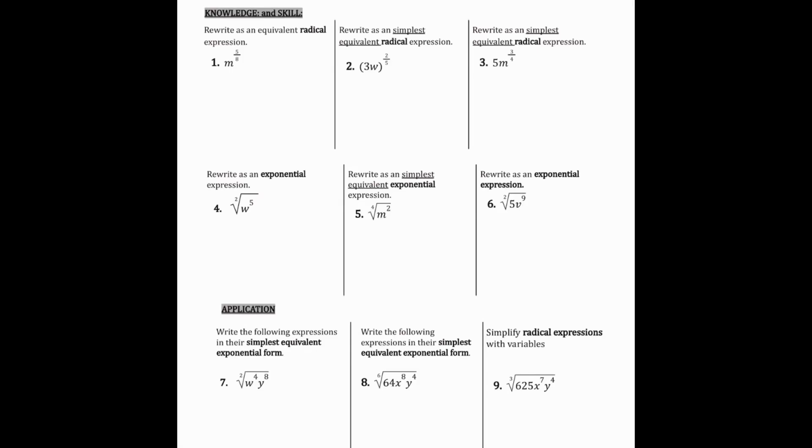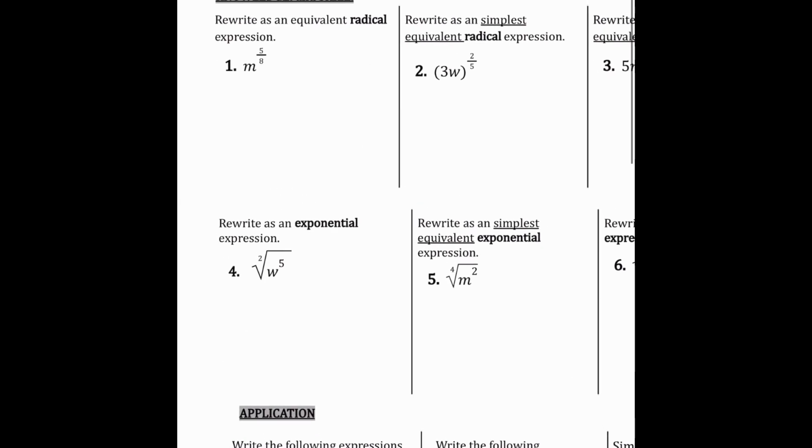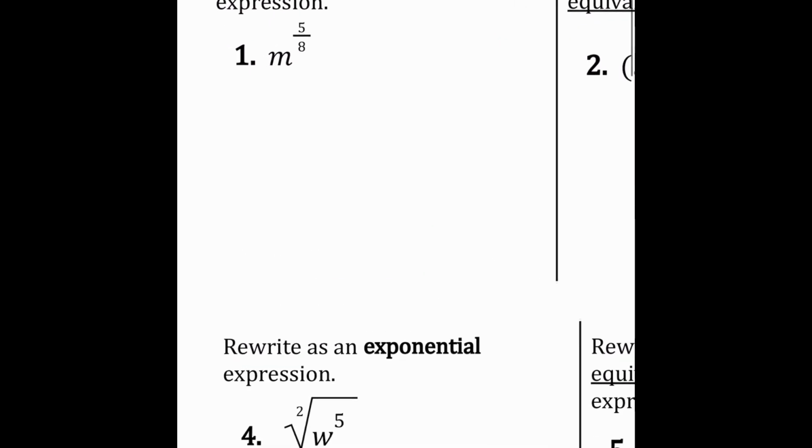Rational exponents review number 2. Number 1, we're going to start off with rewrite as an equivalent radical expression, where we have the base as m raised to the power of 5 over 8. This right here is my exponent. This is my root. Remember, this goes in, this goes out. So when I rewrite this, I have the base of m raised to the power of 5 with the root of 8.